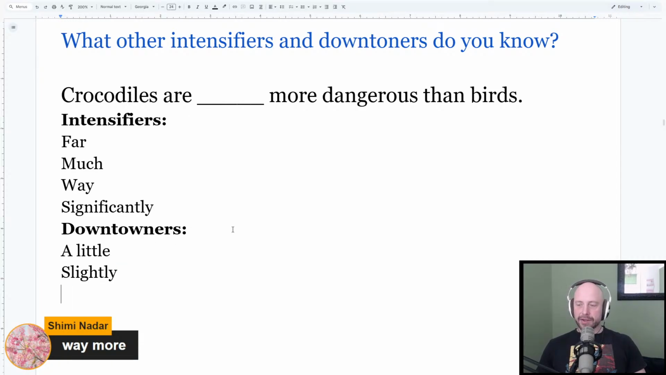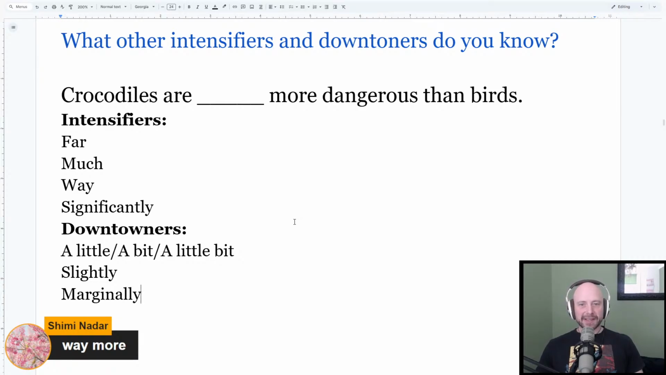And in the downtoners, a little is quite similar to also a bit and a little bit. We can use all of those. So crocodiles are a little bit more dangerous than birds. Crocodiles are a bit more dangerous than birds. Crocodiles are a little more dangerous than birds. Marginally.